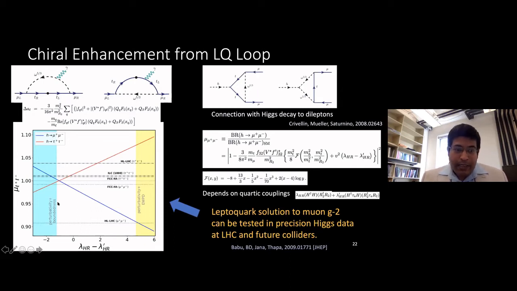And it turns out that you do have a significant deviation that can be tested in the near future, either with the high luminosity phase or with a future collider like the ILC. And if you have something like the FCC hadron-hadron collider, that can probe it to an even higher degree. So this is something I think is very interesting, because this is a way that you can probe the leptoquark solution to the muon g-2 using precision Higgs data at both the LHC and future colliders.